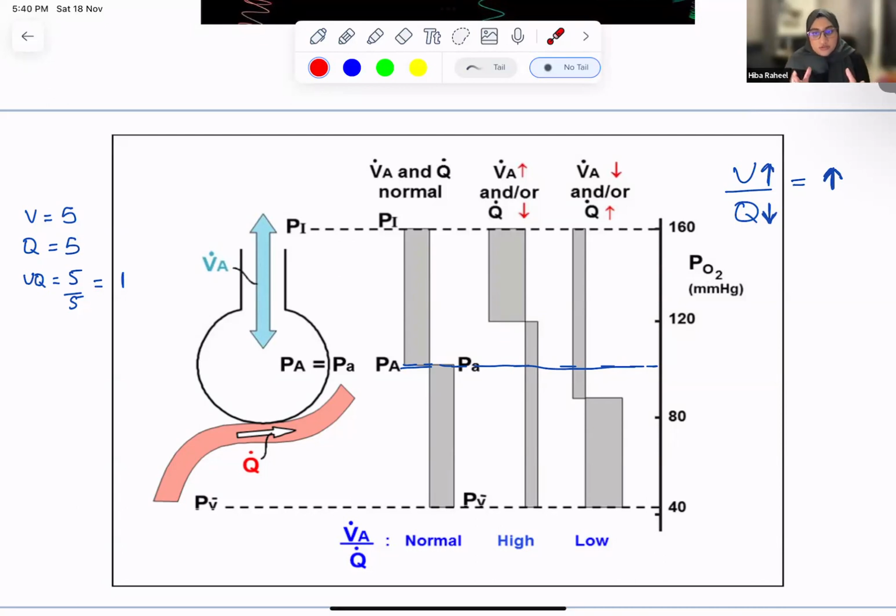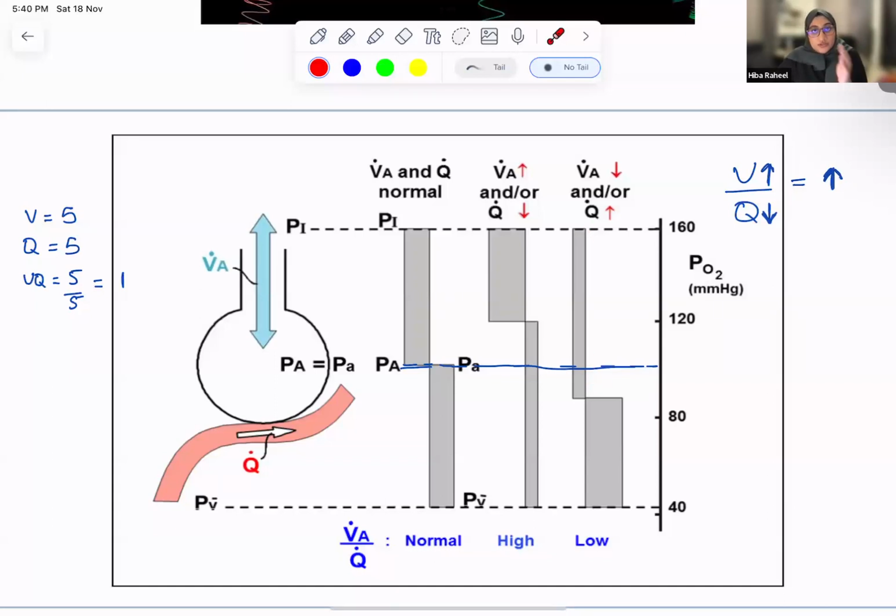So there's a change, correct? There's a change. So the higher the VQ, the higher the oxygen. And you can see that on this diagram. The oxygen went from around 100 to 120, correct? Ventilation increased, so the VQ ratio increased. Understood? Now let's talk about the opposite.